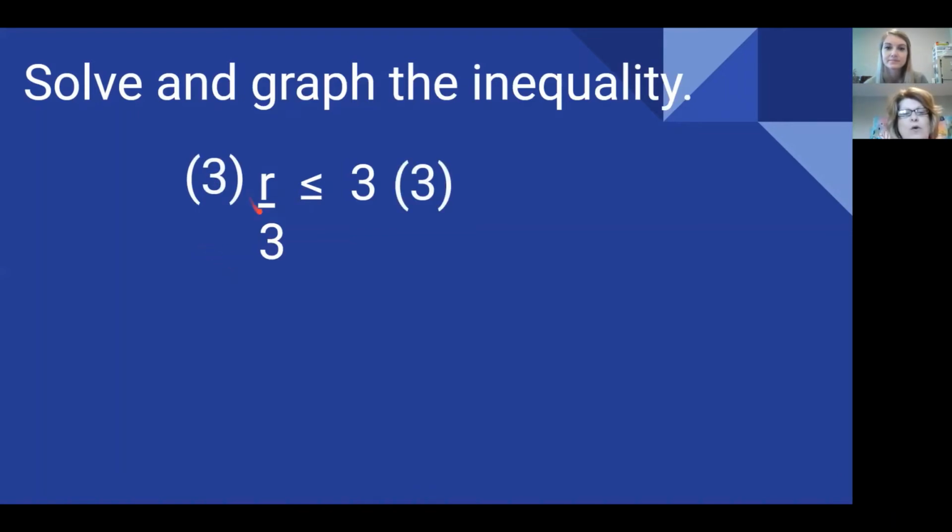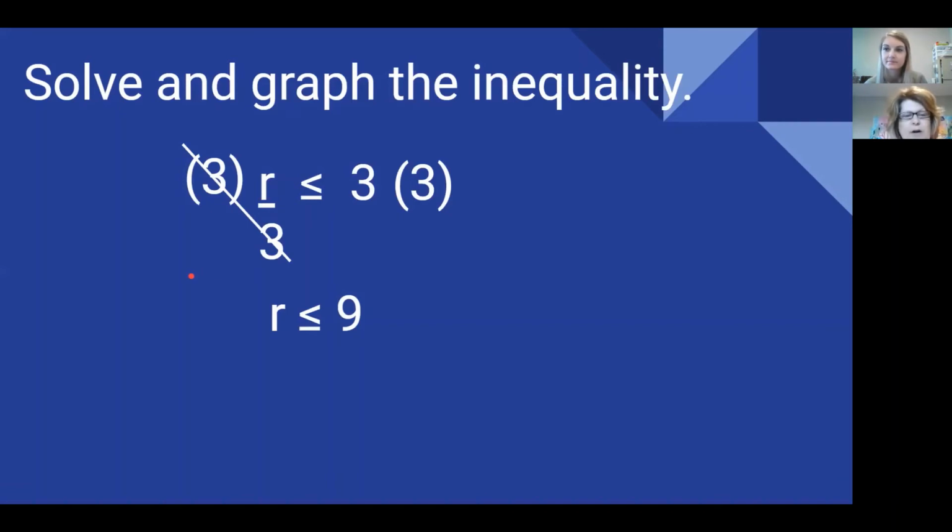And notice Mrs. K wrote it above that line there, keep them separate. So now that means 3 divided by 3 is, oops, excuse me, 1. And 1 times R is R, so that's my left side. And 3 times 3 is 9. So our inequality is solved, and it says R is less than or equal to 9.